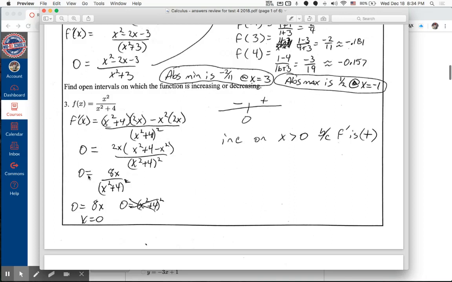Set that equal to 0 as you see here. Set the top equal to 0, gives me 0. Set the bottom equal to 0. It's impossible for that thing to give me 0, so that is not a critical point. My only critical point is 0.